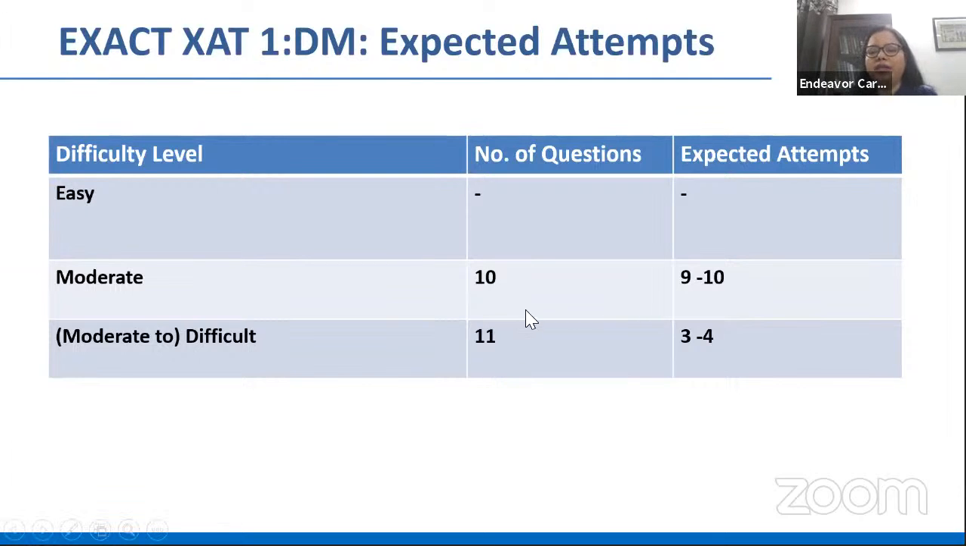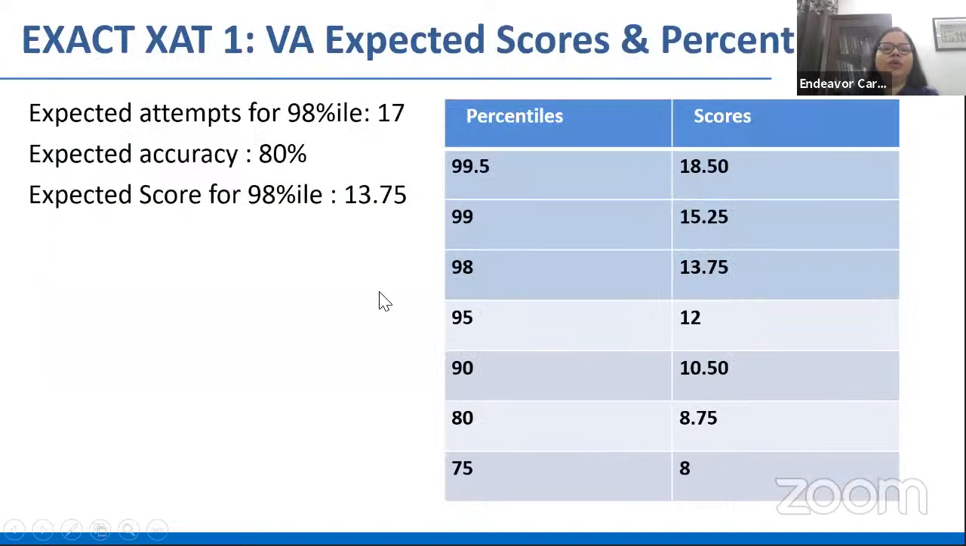So the expectation is that you are able to identify 9, 10 of these moderate questions and take them, 3, 4 of the difficult or tricky questions. So what is our expected score and percentile for VA? We're looking at solving or attempting about 17 questions at an 80% accuracy, and that fetches you a 13.75, much higher than what was pegged as the 98 percentile in the last 2 mocks, right?